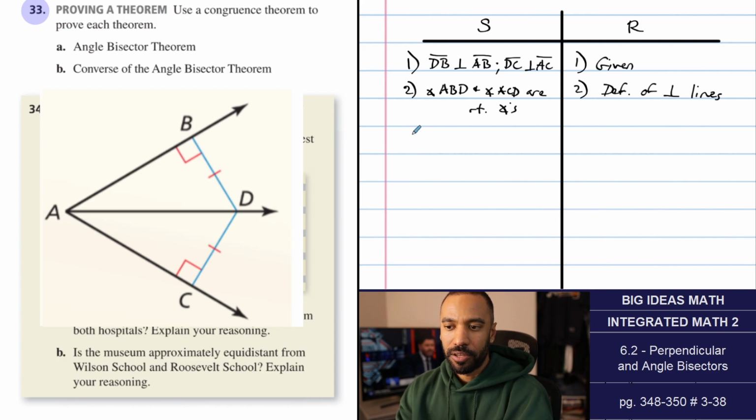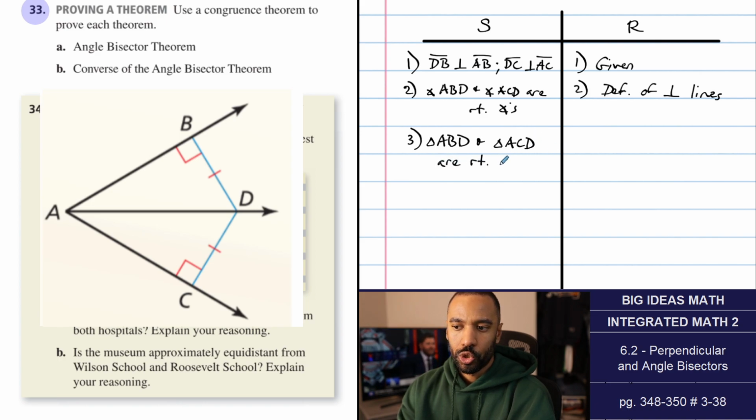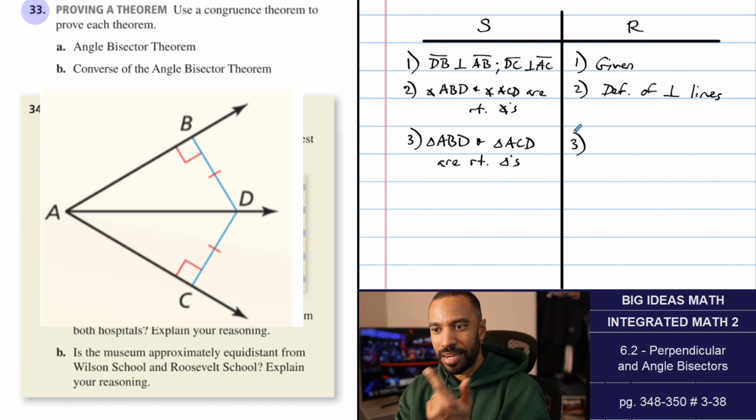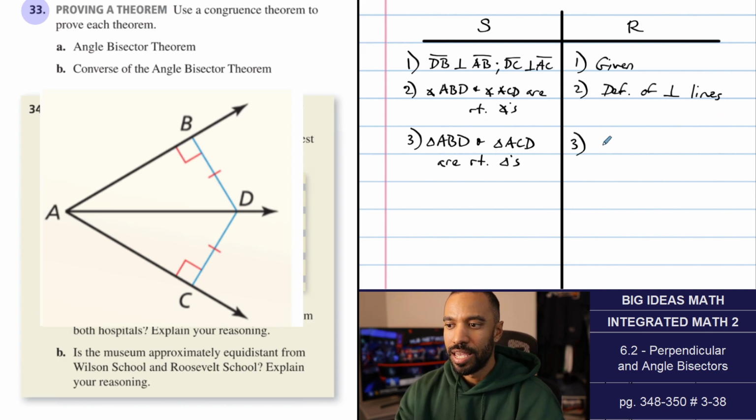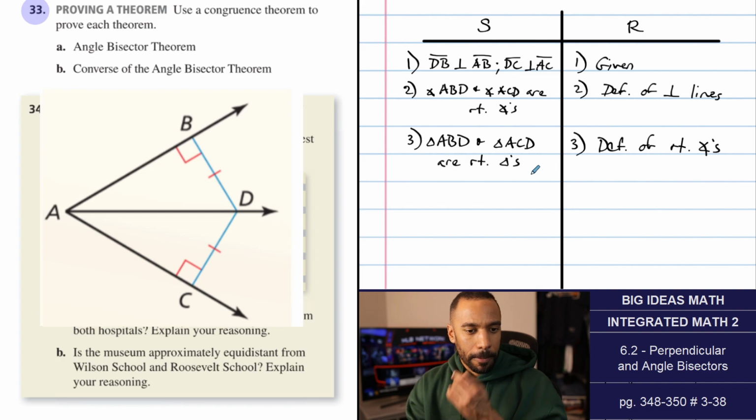Anyway, so now we have right angles there. And if we have right angles, that means we have right triangles. Triangle ABD and triangle ACD are right triangles because of the previous statement. In triangles, I have right angles. That's definition of right angles. So a lot of definitions here, right? So that's how that's working.